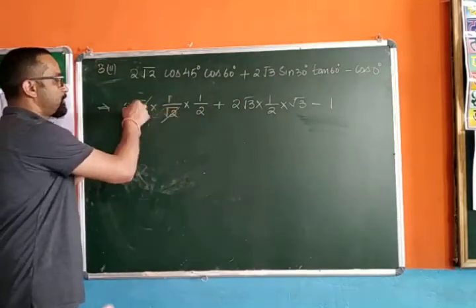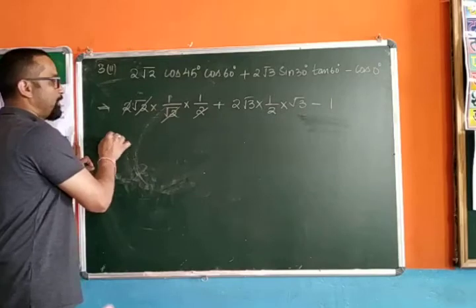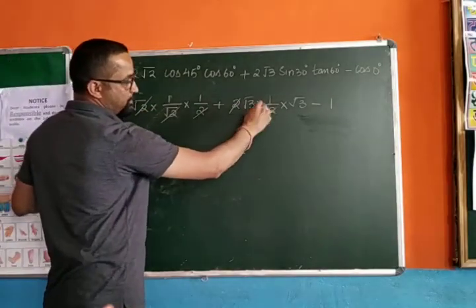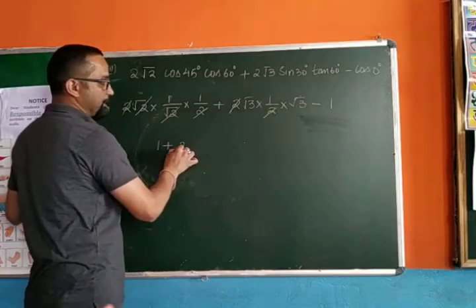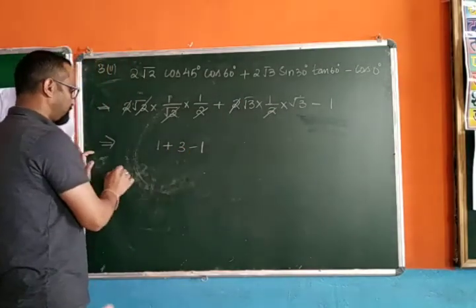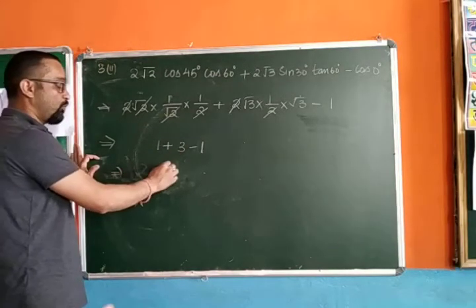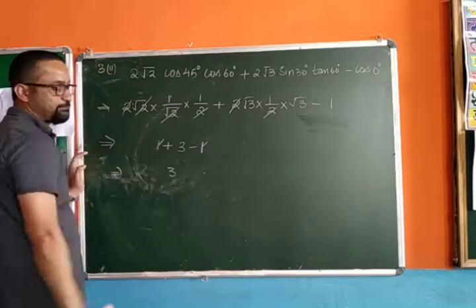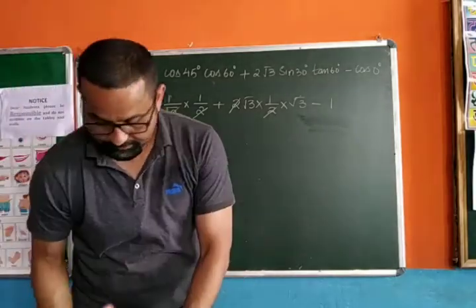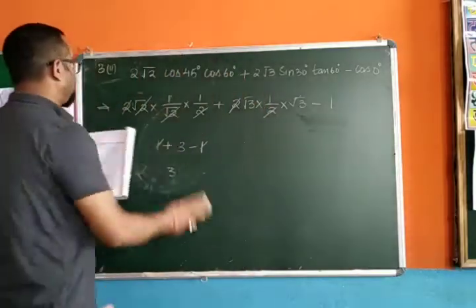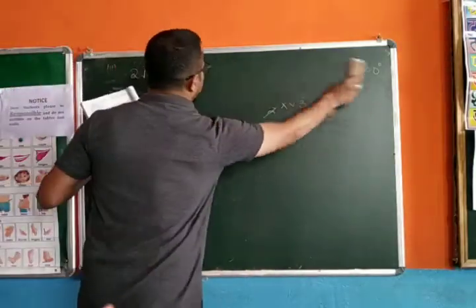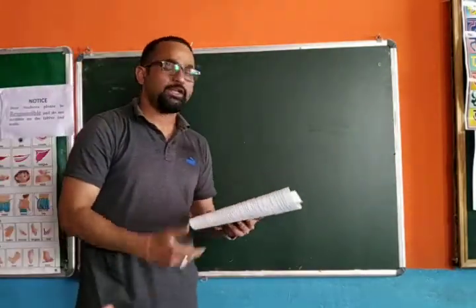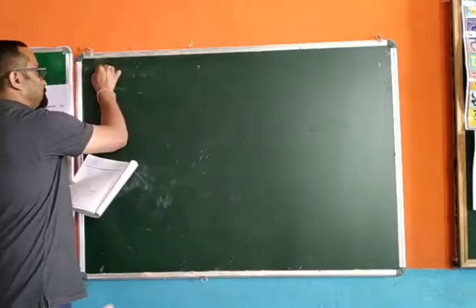Root 2 cancels, 2 cancels. You are left with 1 into 1 is 1 plus 2 cancels, root 3 multiply root 3 is 3 minus 1. 3 plus 1 is 4, 4 minus 1 is 3, or you can cancel plus minus. So you can try question number 3 part 2. Part 3 also similar.